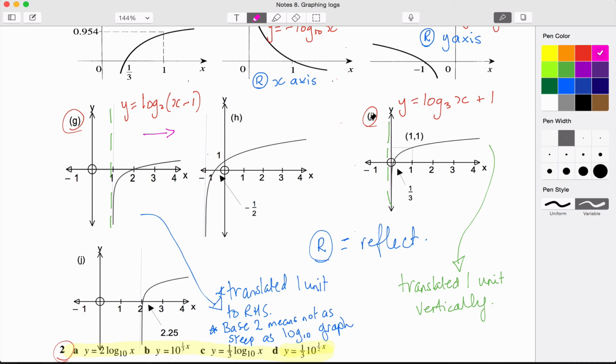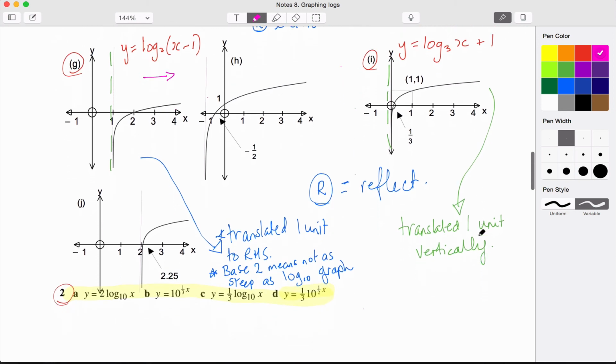The last one I want to talk about is question I, which is written out here for you again, y equals log 3 of x plus 1. This one, you can see where the brackets are really important here. There's no brackets here, so it's just log 3 of x, and the plus 1 is on the end. When the plus 1 is on the end, like all our other graphs that we've already looked at, all we're doing is moving the graph vertically up and down the y-axis. So I've written here, translated 1 unit vertically.